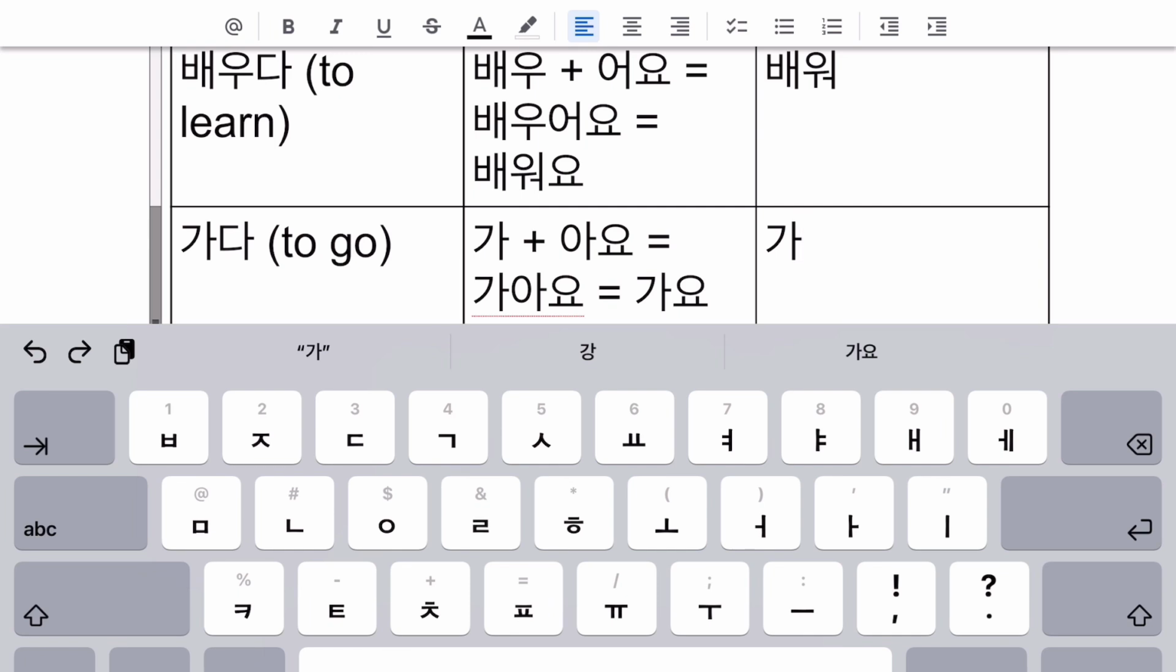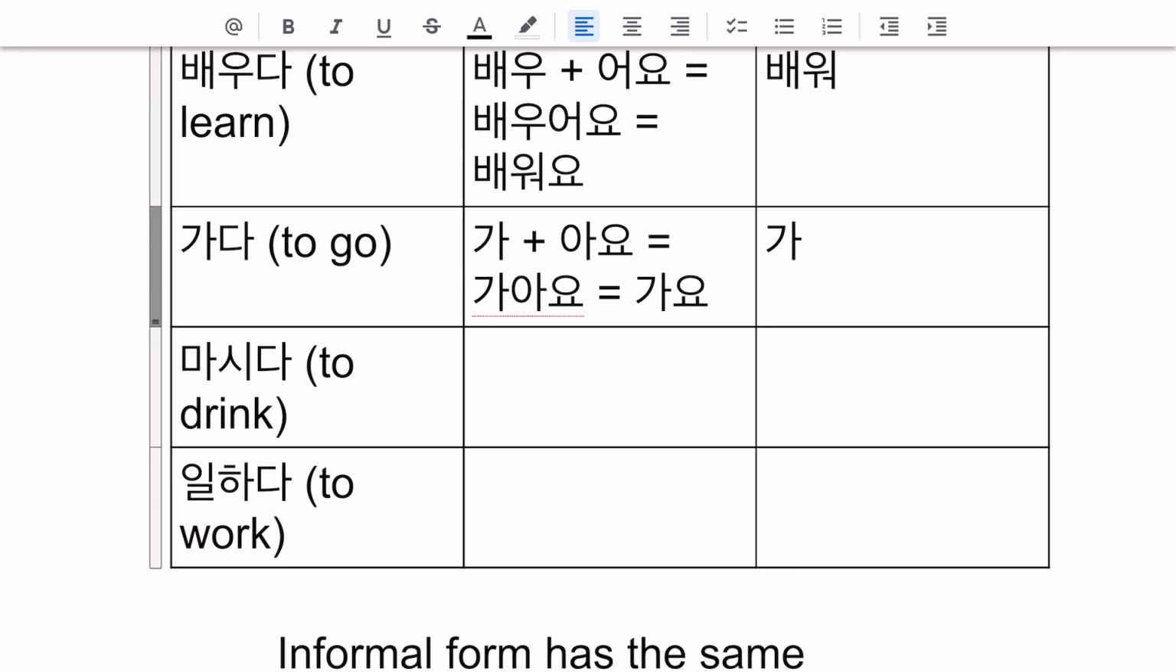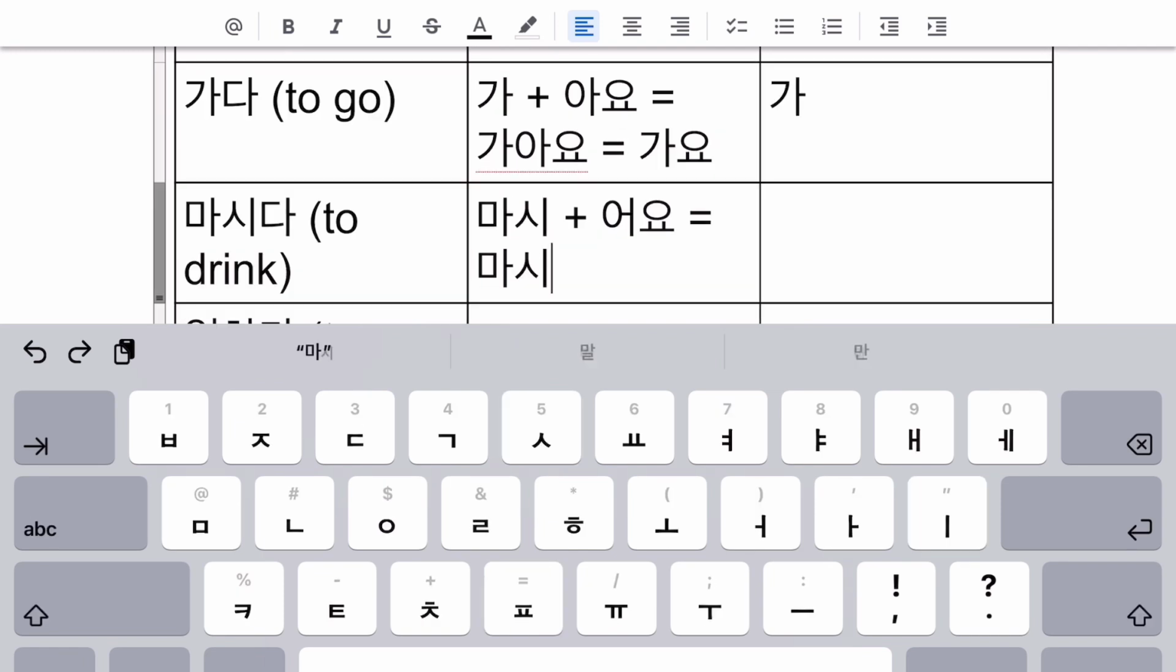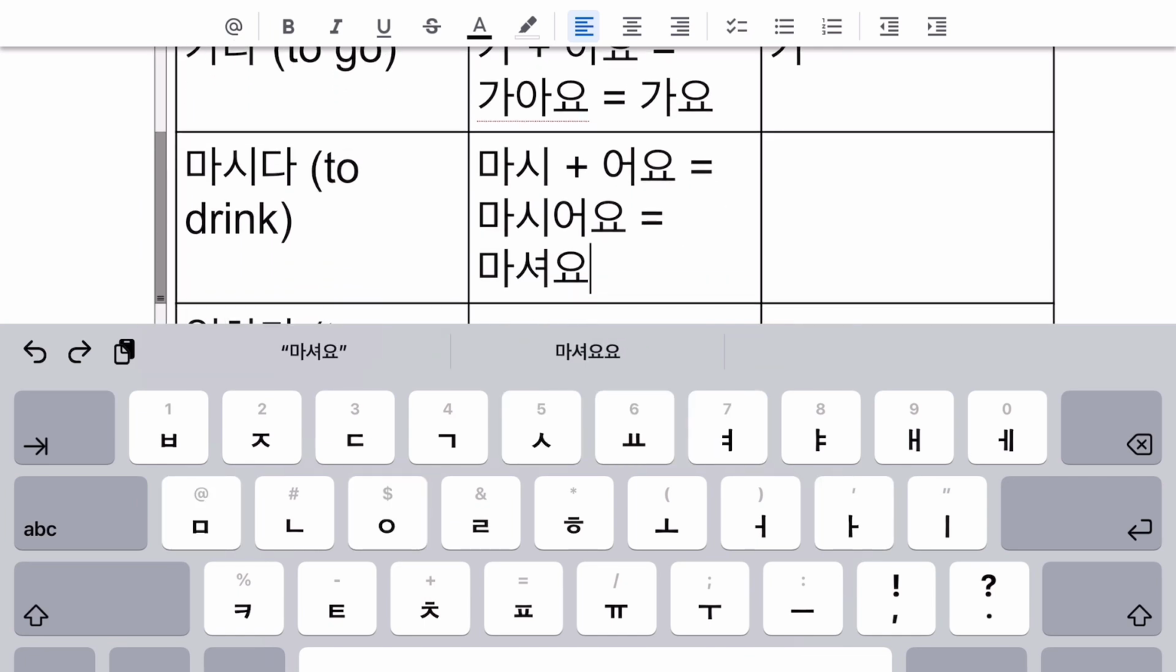So the meaning never changes, just the feeling changes because the formality is different. Ka versus kayo, okay? Mashida, to drink. So take off the da. What's our last vowel? E, right? So we need which ending? Oyo. We need the oyo ending. Mashi oyo. Once again, two vowels right next to each other, right? E and o. So could you try and guess what it should become? Iyo, yo. Mashayo. I'm drinking. I drink.